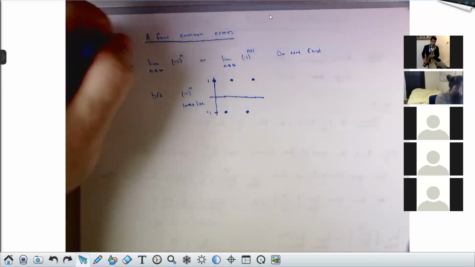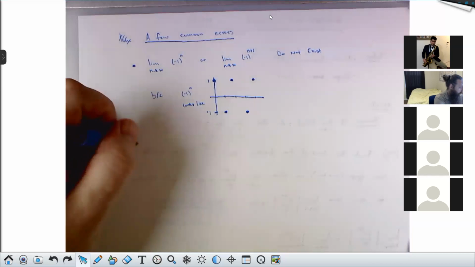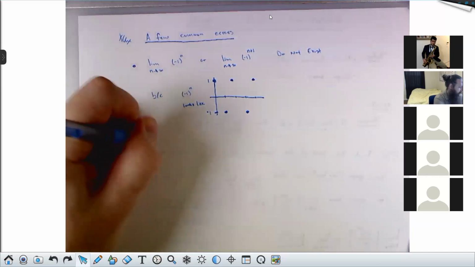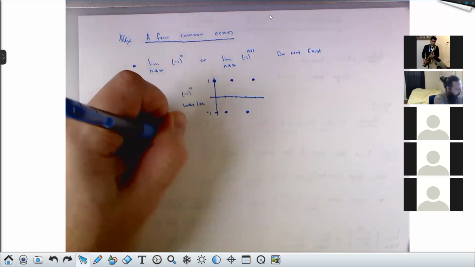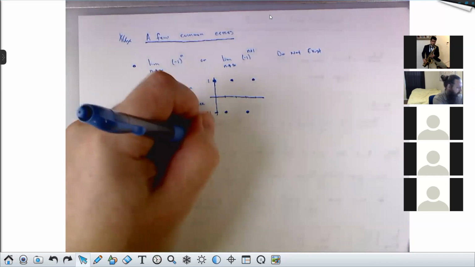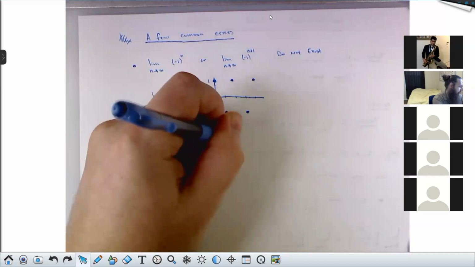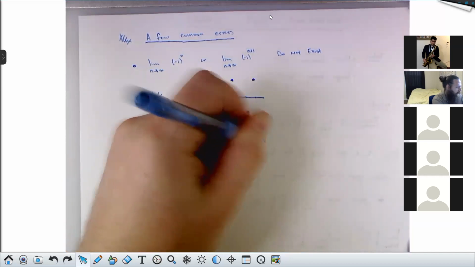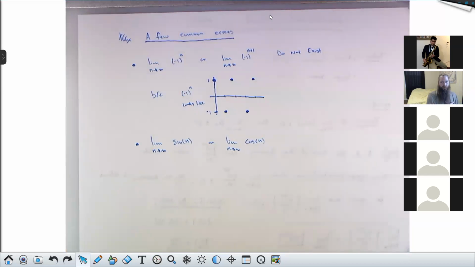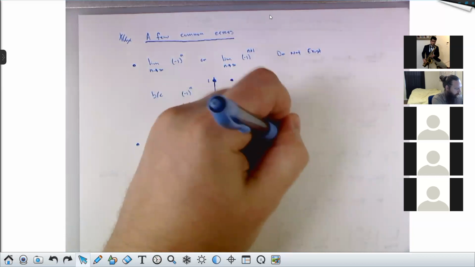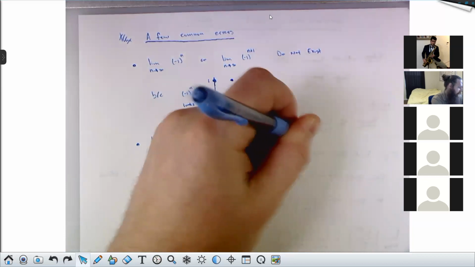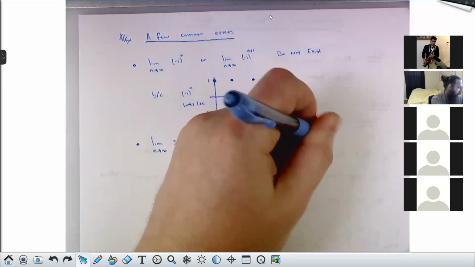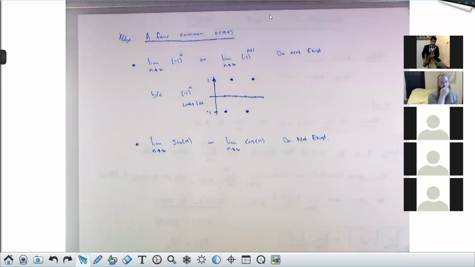A few other limits that people tend to goof up a little bit. The limit as n goes to infinity of sine n, and the limit as n goes to infinity of cos n. These are also not infinity. They're not 0. They do not exist as well, for essentially the same reason.